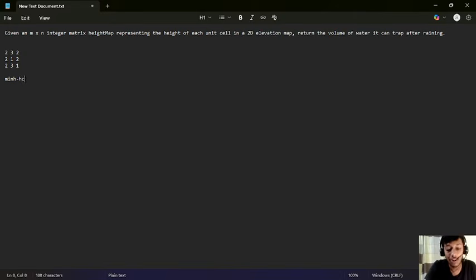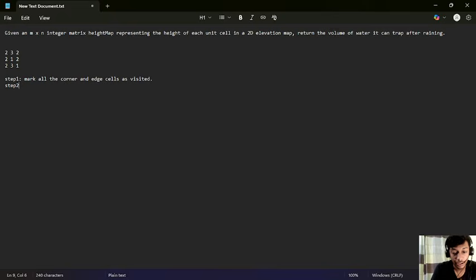Okay, so what are we going to do in this process? The first thing we are going to do is, step 1, mark all the corner and edge cells as visited, because they are not going to help us.